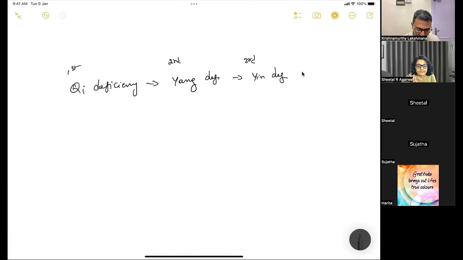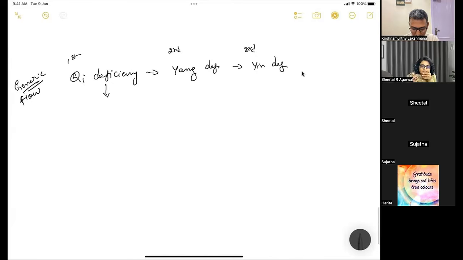So this is a very generic flow. So sometimes we also have qi deficiency, then we have qi sinking. Then we have first, second, third. So it can flow in this way also.